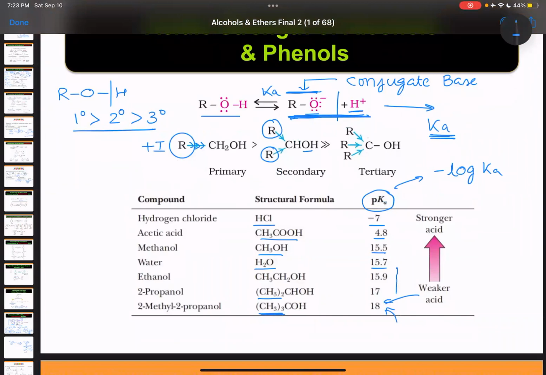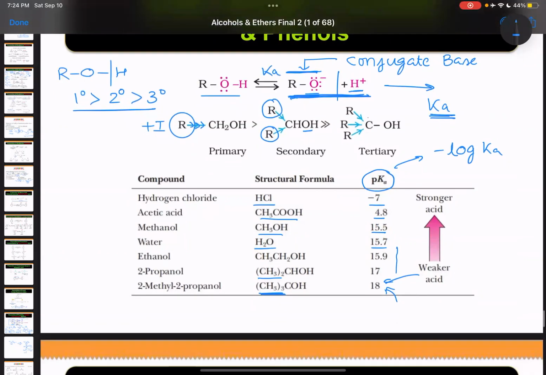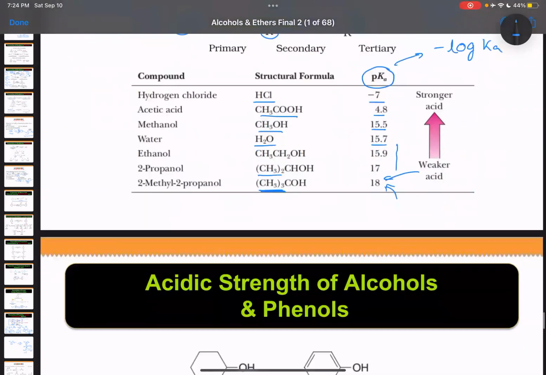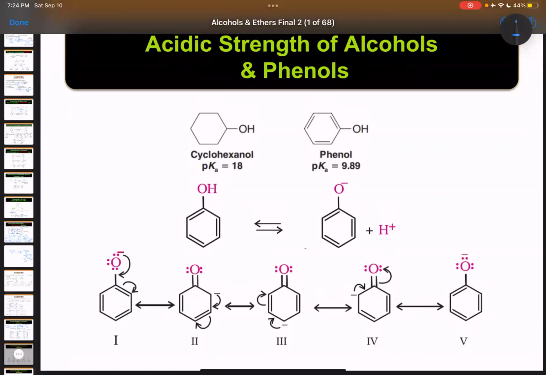And from the structure you can make out why, because there are so many alkyl groups. These alkyl groups are electron pushing groups, and because they are electron pushing groups, they will make O minus more minus, so H plus will not come out. You need an electron withdrawing group. If electron withdrawing groups are present, the acidic strength is going to be more.